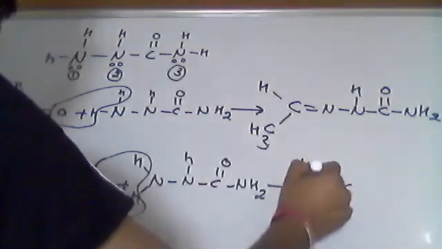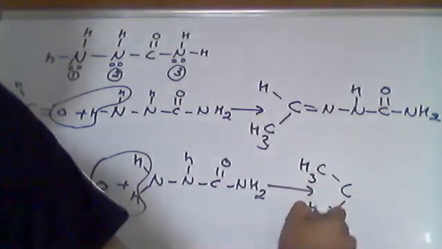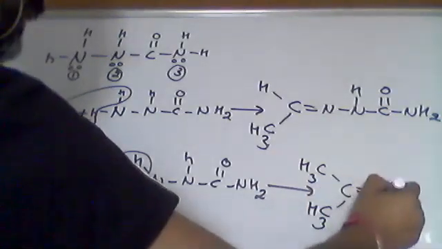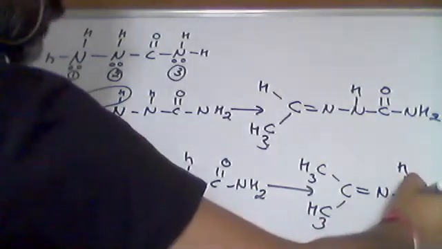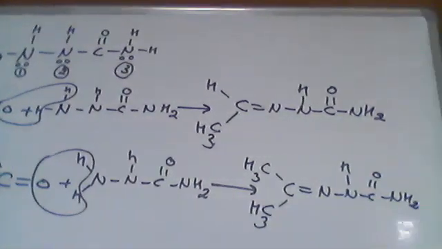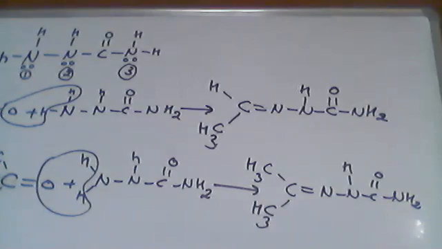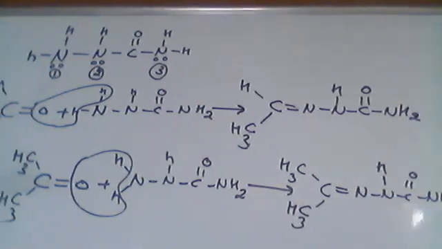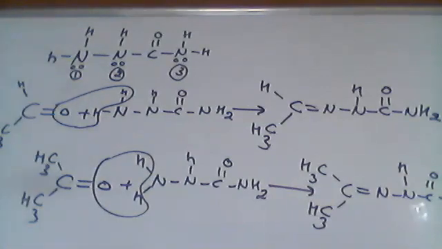The product will be (CH3)2C double bond N, NH, C double bond O, NH2. This is the shortcut way I'm explaining to directly write the product. This is the semicarbazone of acetone. This is the reaction with semicarbazide, and this part is very important as far as your board exams are concerned. We are done with hydroxylamine, hydrazine, and semicarbazide.